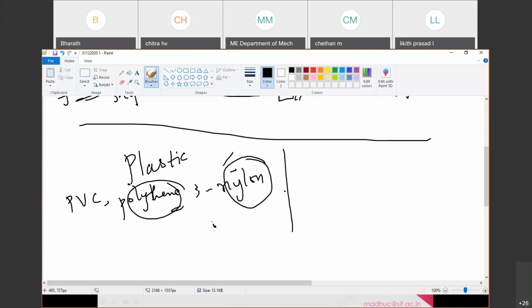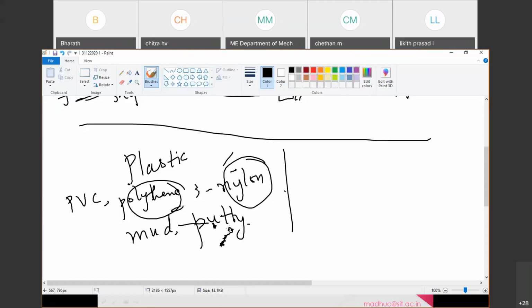So if you take mud, for example, and putty. What is putty? This is the layer that they apply after your bricks. After the brick and cement, they put a small layer called putty. So this is also one of your plastic materials. Plastic itself is a plastic material.